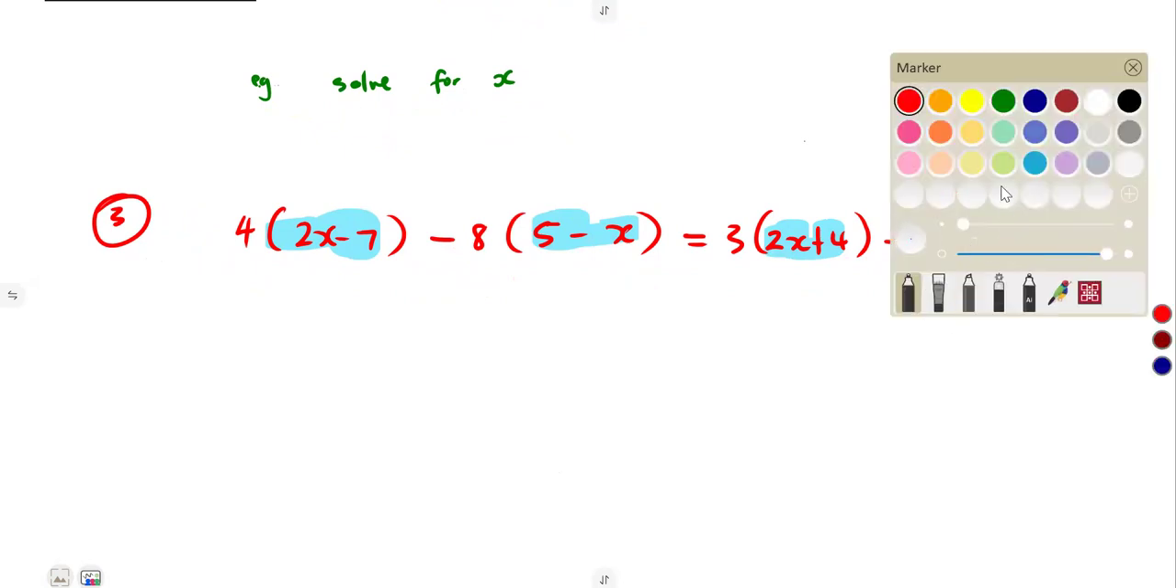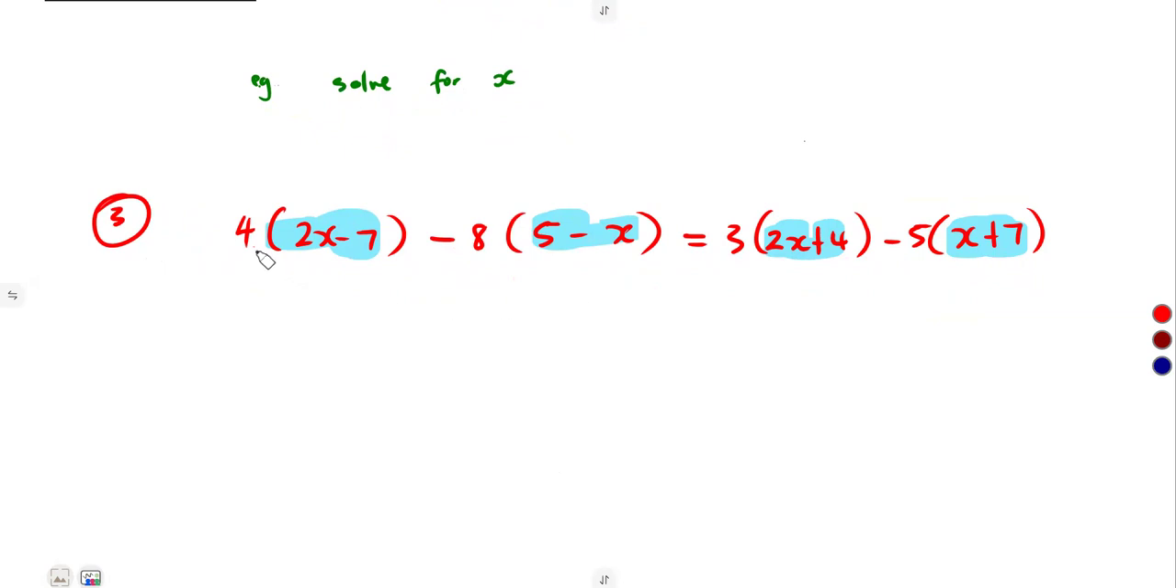All right, so let us expand just like the previous one. The first bracket is multiplied by what? By 4. You distribute by 4 throughout. 4 times 2x, that is 8x.